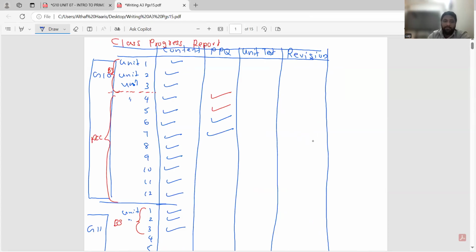I'll be sending maybe another 2 or 3 units for you people. If you can, just write them before coming to next week's class. If not, during the class time itself, we can write and learn those areas. Probably in another couple of classes, we'll be done with all the PPQs. Then we have to move to the unit test and the business studies areas. Then we can start the grade 11 accounting part.